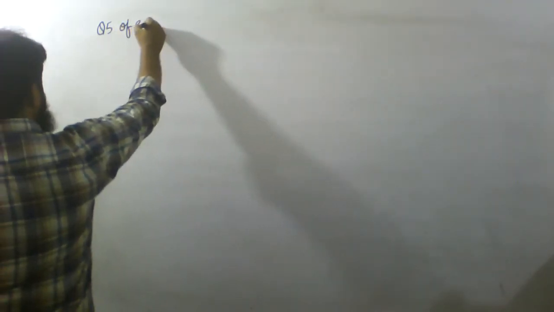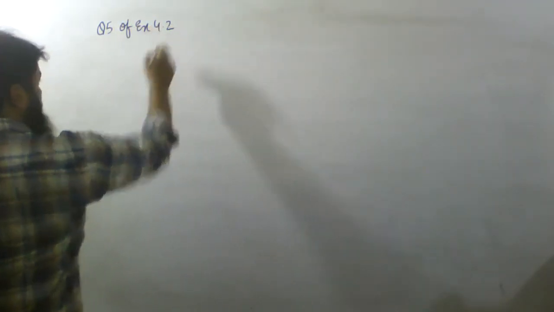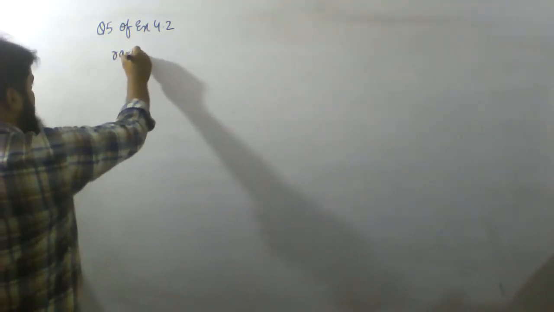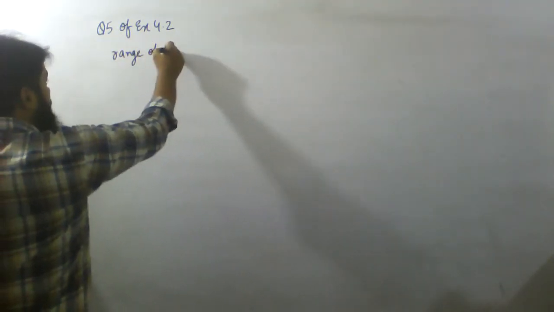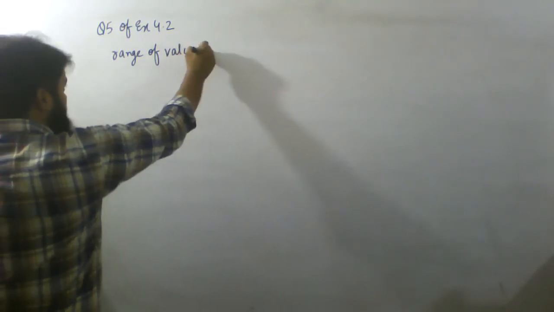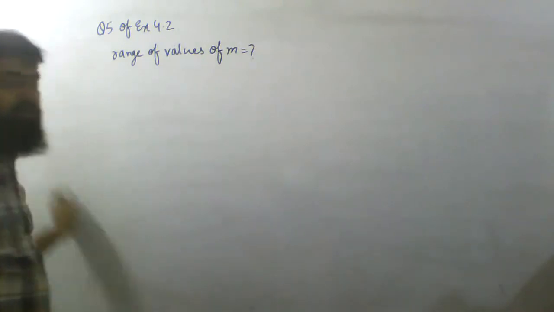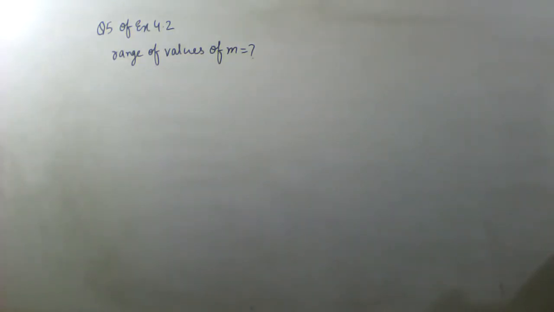5 of exercise 4.2. Now in this one they are saying find the range of values of m. I have to find the range of values of m. This is the first thing they are telling us.